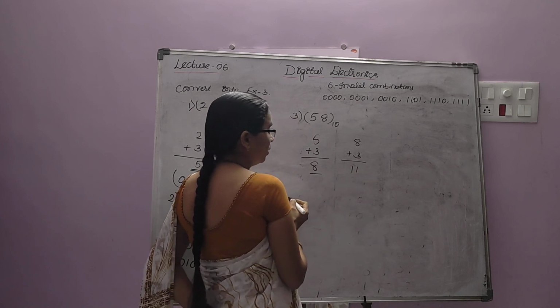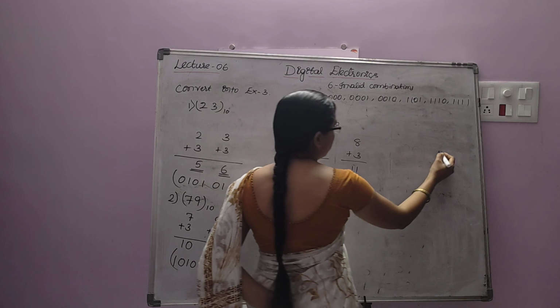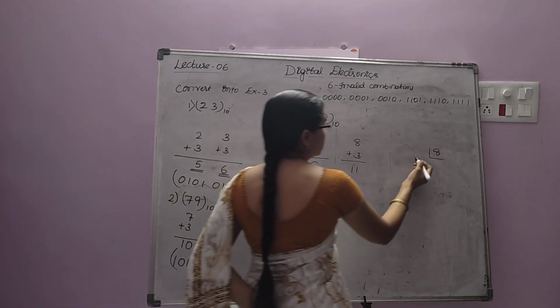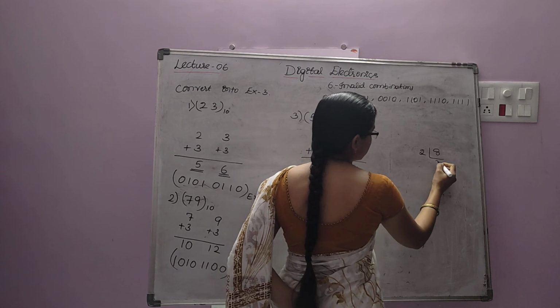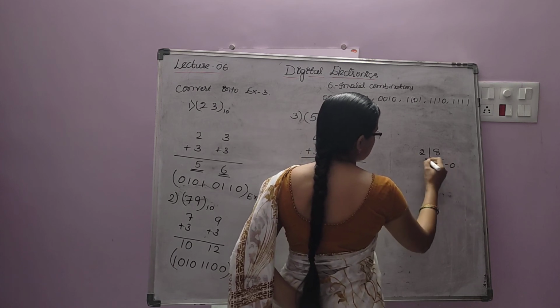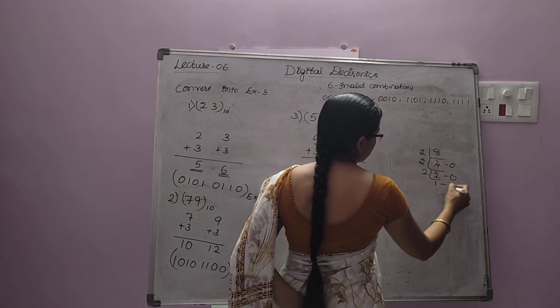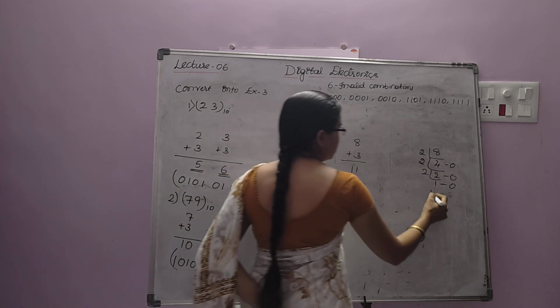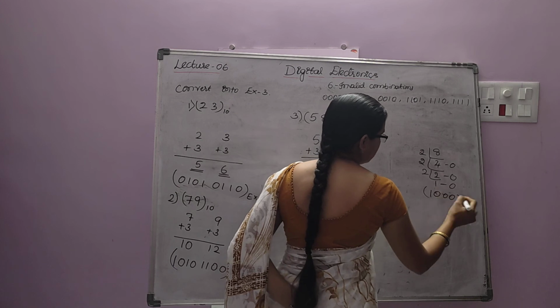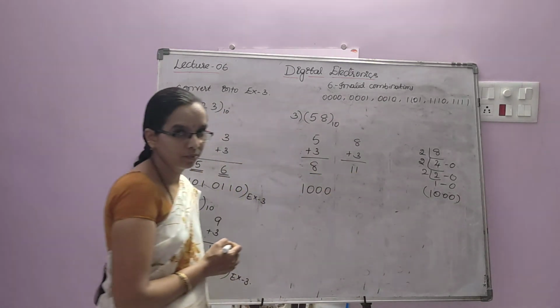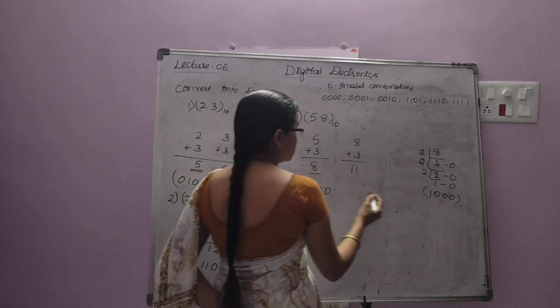Then the binary equivalent of 8. If you want, convert it. If you don't remember it, convert it using the decimal to binary conversion. 2 4s are 8, 0. 2 2s are 4, 0. 2 1s are 2, 0. Then it is 1 0 0 0 in binary. So 1 0 0 0. Okay. 8 plus 3 is 11.